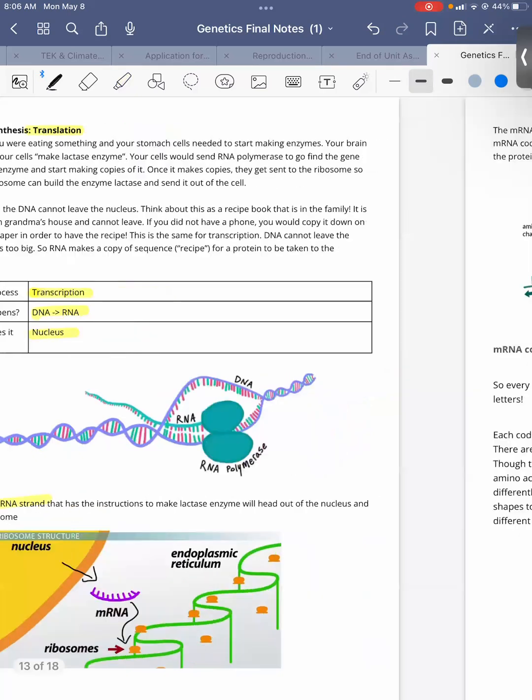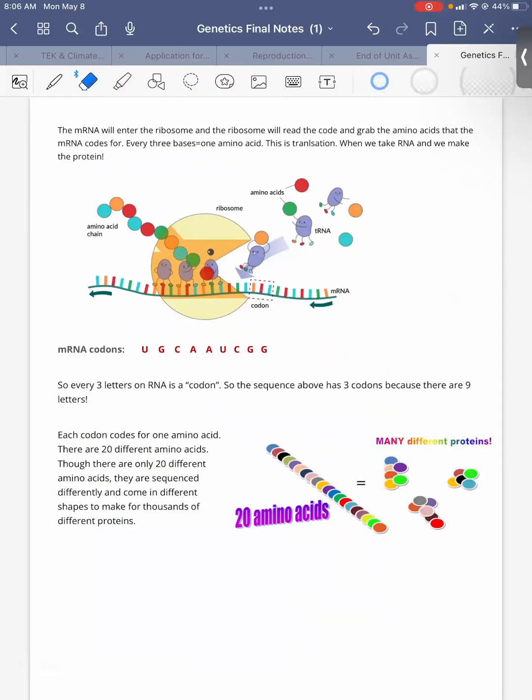Okay. Once mRNA is in the ribosome, what the ribosome is really cool at doing is it will read the code and grab the amino acids that the mRNA codes for. Okay, so let's just take a look at this picture really quick. What we see here is this ribosome. Here's the mRNA. It's getting fed through the ribosome like this.